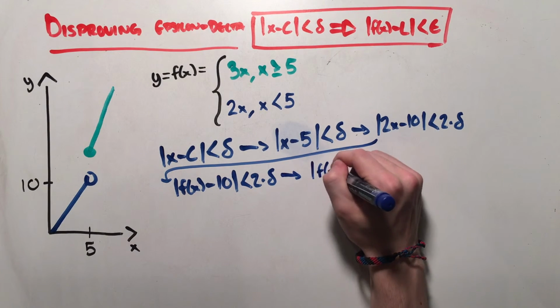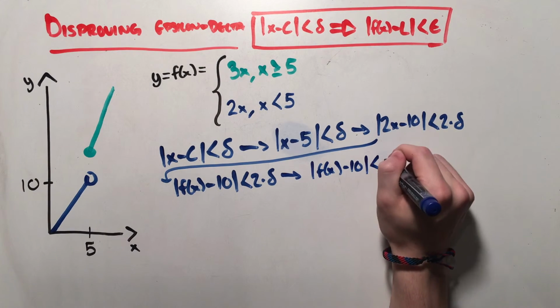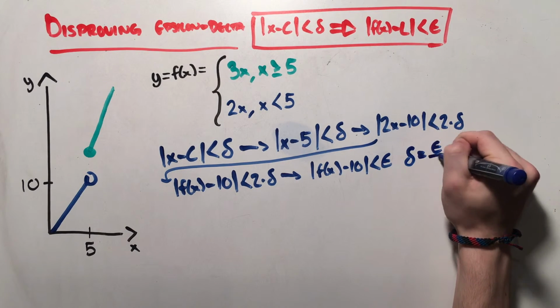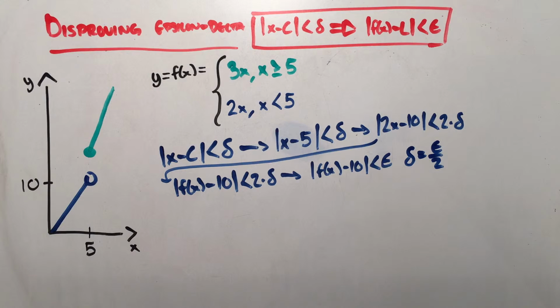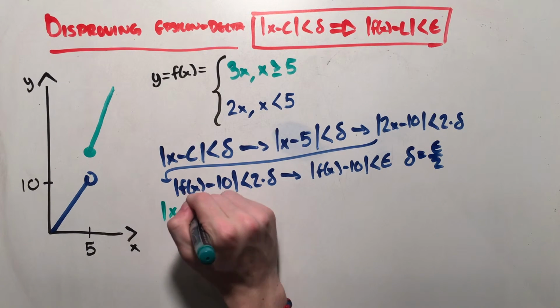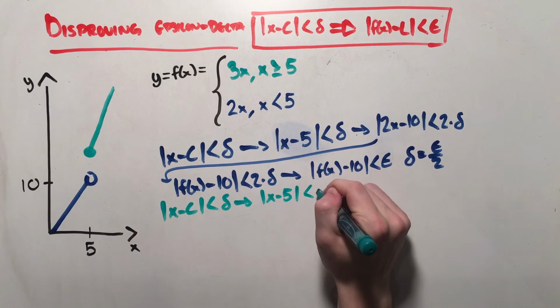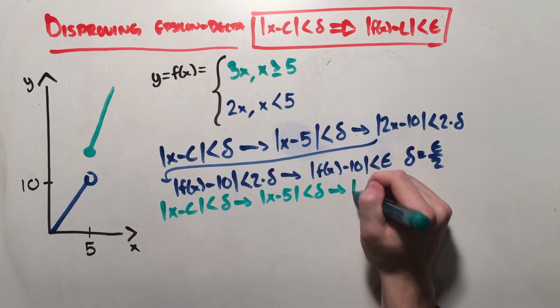Again, we try to make the two parts look alike. So again, we multiply both sides of the delta inequality by 2. We get a similar result to the proof we did earlier, where delta equals epsilon over 2. Now, we look at the other part of the piecewise, where x is greater than or equal to 5.